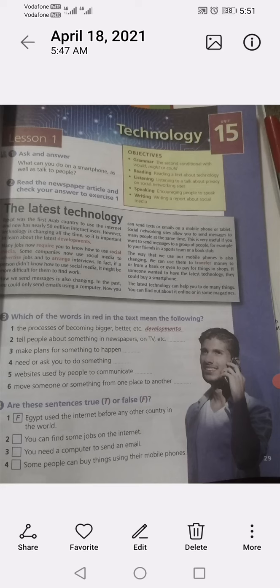Our lesson today is Unit 15. Okay, please open the student's book page 29 and write the date. Today is Sunday, 18th of April 2021. This unit is about technology.